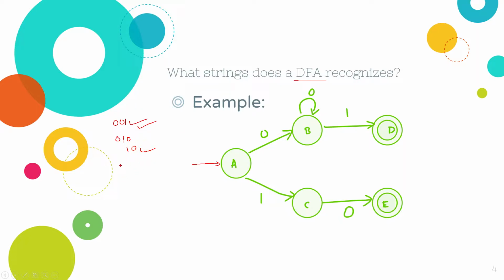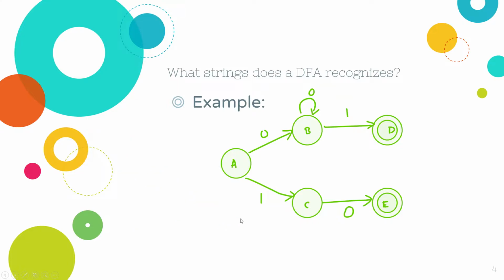So this DFA recognizes strings starting with 0, with at least one 0, and ending with 1. For example, 0 1, 0 0 1, 0 0 0 0 0 1. These are the type of strings this DFA recognizes. Also it recognizes 1 0. This string also it recognizes. So these are the two types of strings this DFA recognizes.